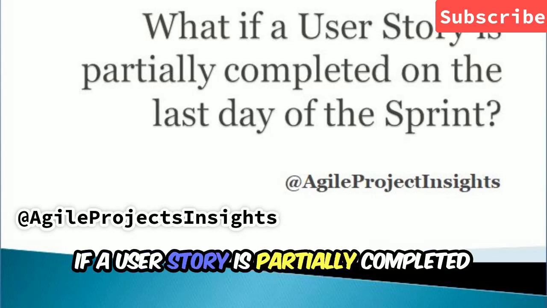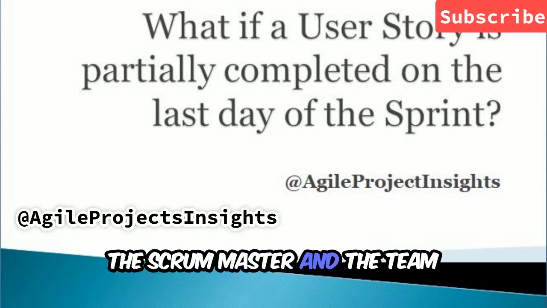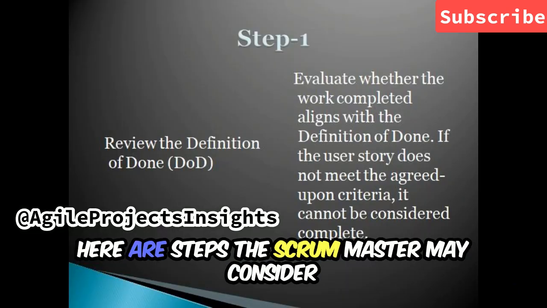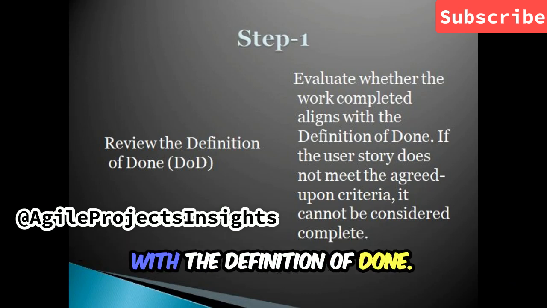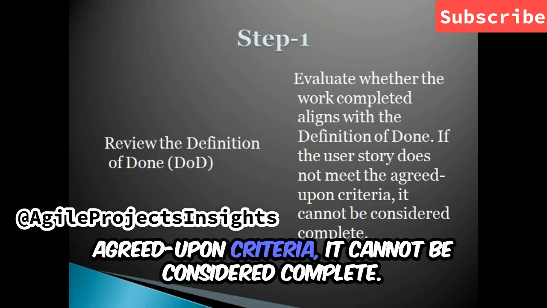If a user story is partially completed on the last day of the sprint, the Scrum Master and the Scrum team need to address the situation promptly. Here are steps the Scrum Master may consider: review the definition of done to evaluate that the work completed aligns with the definition of done. If the user story does not meet the criteria, it cannot be considered complete.